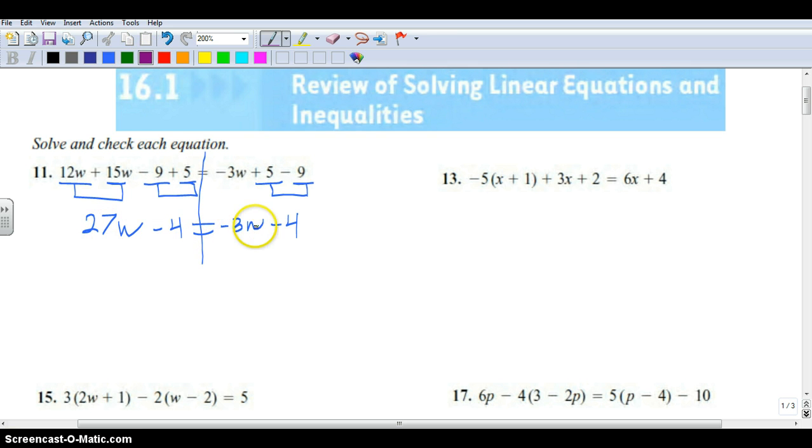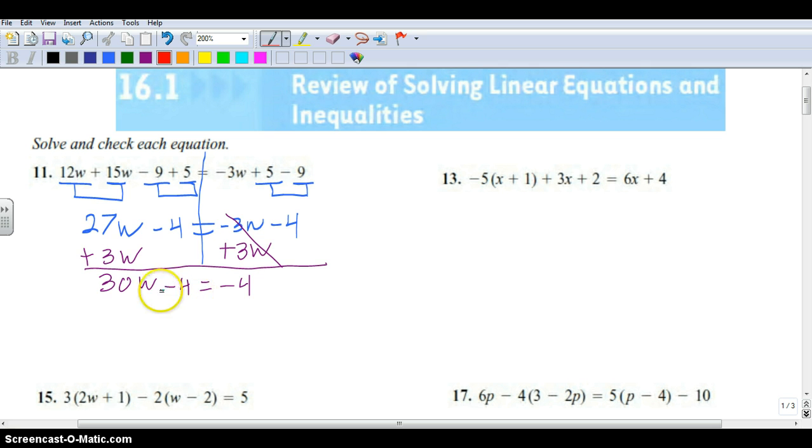Typically, I'll get rid of the smaller one, so I'm going to add 3w here. So I have to add 3w over here. So that cancels out, so now we've got 30w minus 4 equals negative 4.